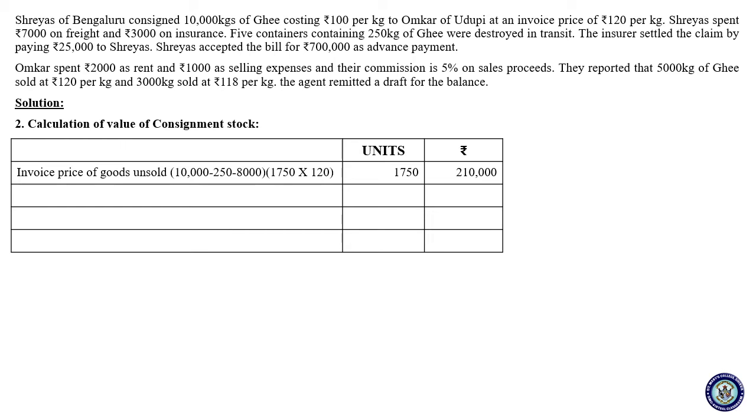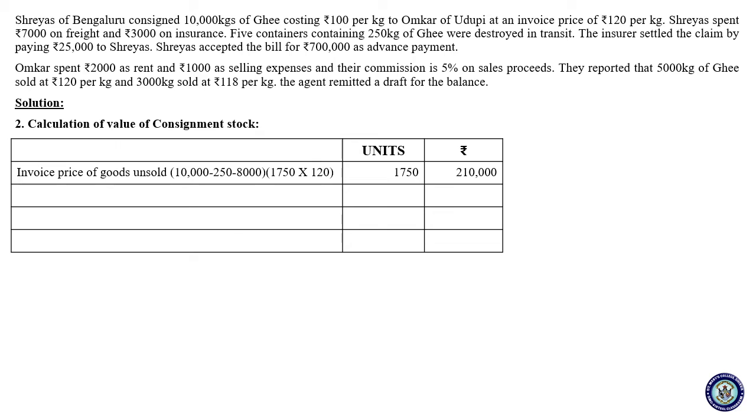If only cost is given, then you have to take cost itself. If the invoice price is given, then you have to take the invoice price for the consignment stock. For abnormal loss, it is cost. For calculation of consignment stock, that is invoice price.